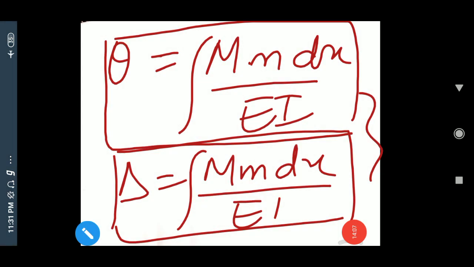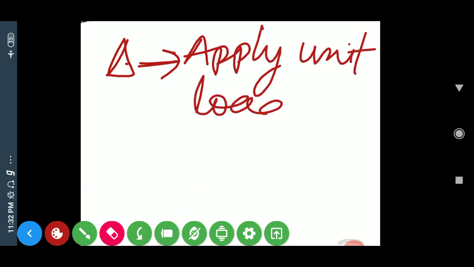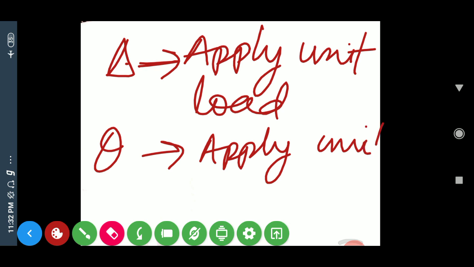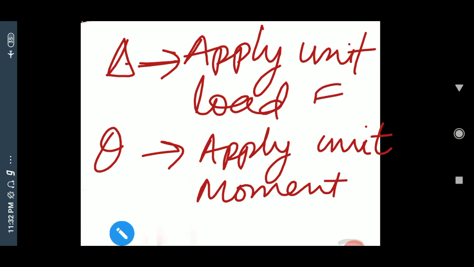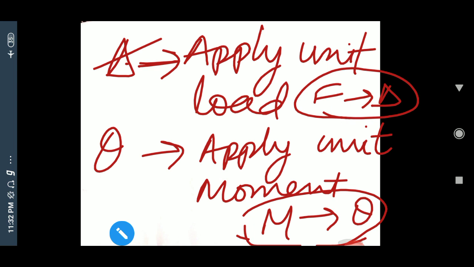Just remember one thing, that whenever we are going to find deflection, we are going to apply a unit load, and whenever we are going to find the slope, we will apply a unit moment. Why? Because we know that force causes linear displacement and moment causes slope. So in case we have to find slope, we will apply unit moment, and in case we have to find deflection, we will apply unit load or unit force. Okay, so let's proceed with an example.